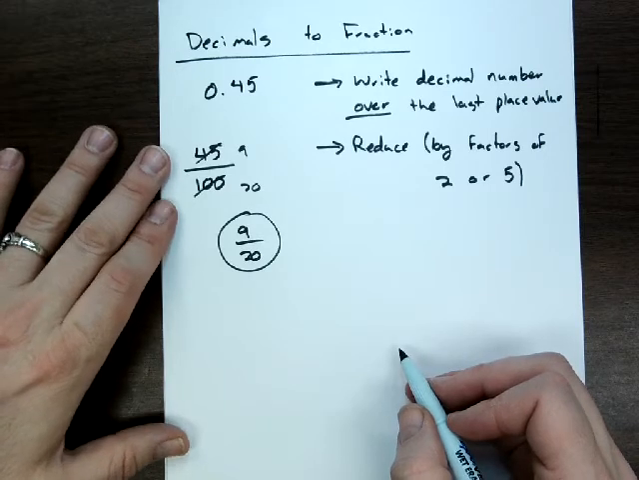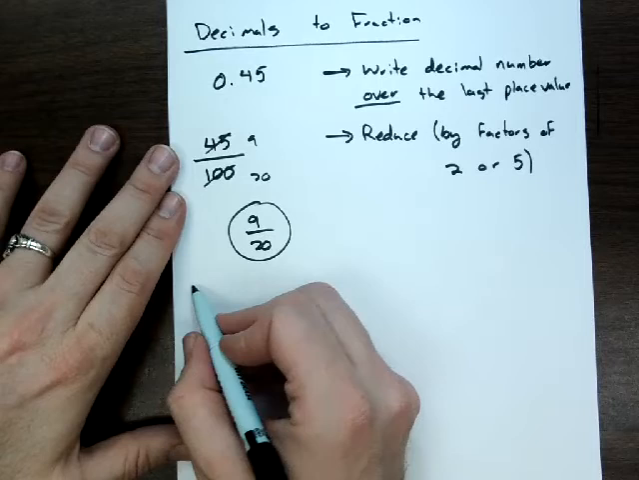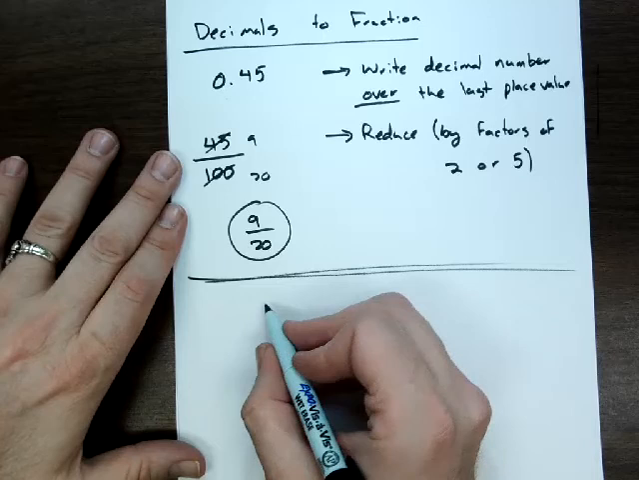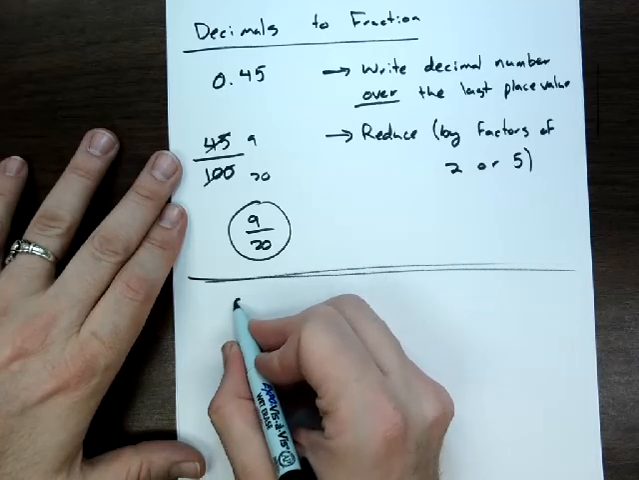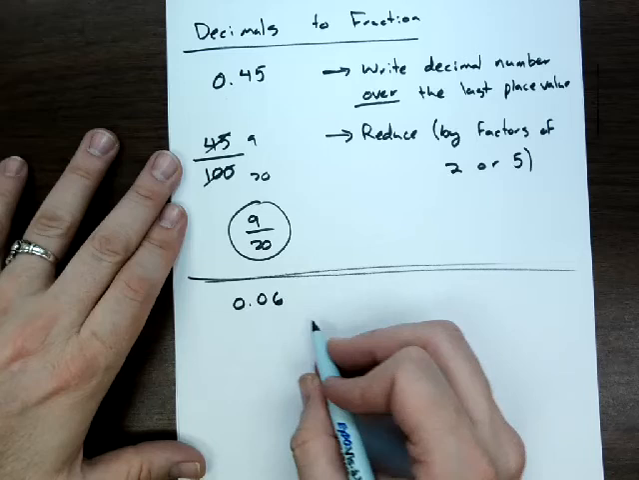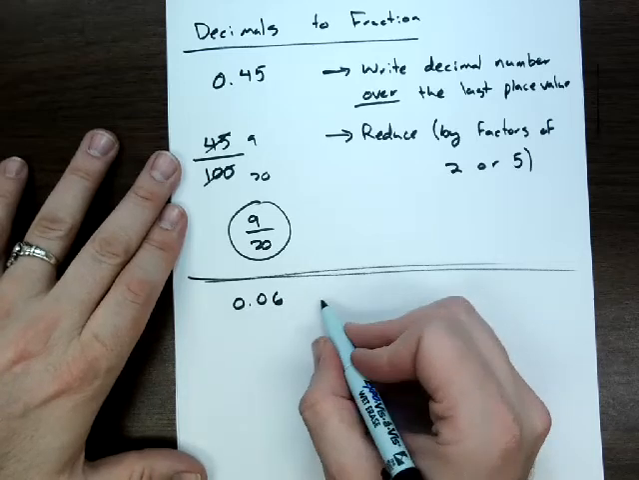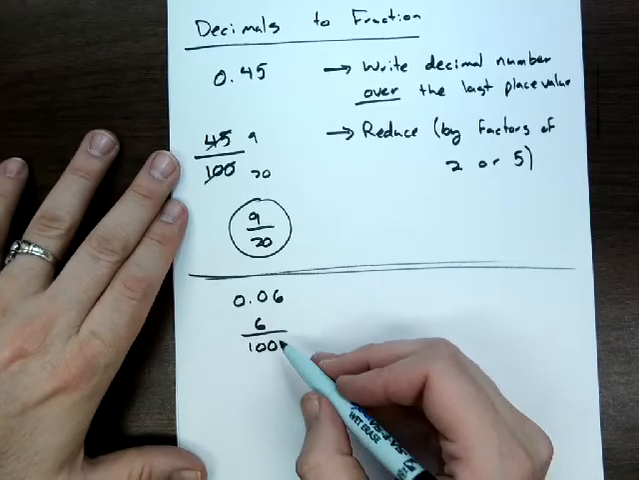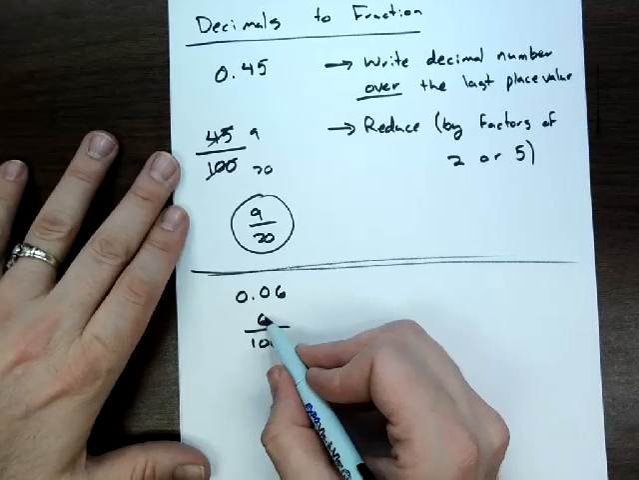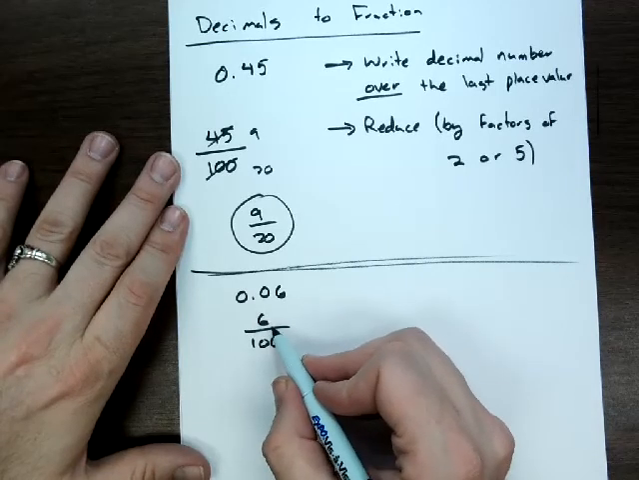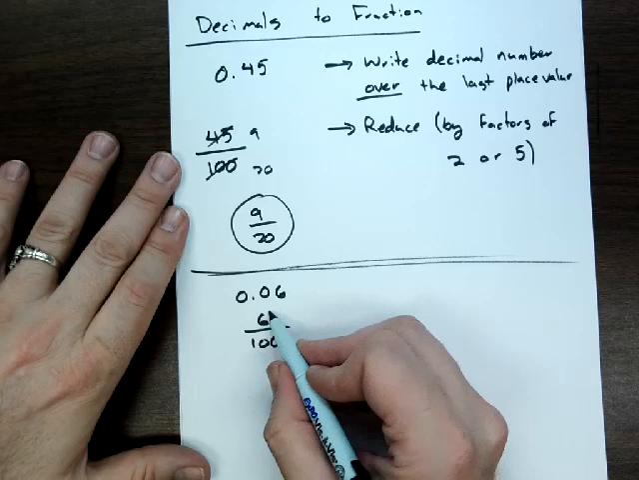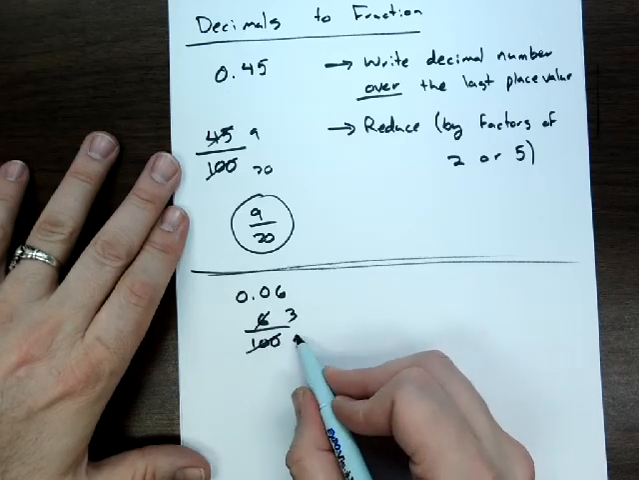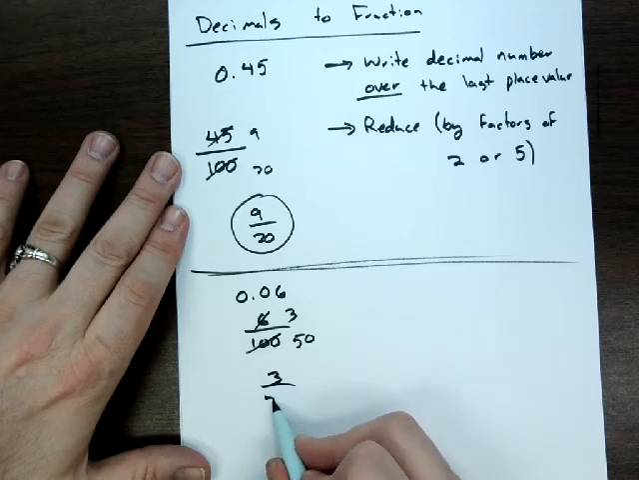Let's do that again. And say we've got something like, I don't know, how about 0.06? Well, in this case, we've got 6/100ths. And this time I can reduce by a factor of 2. I'm dividing top and bottom by 2, so this is going to turn into a 3. And 100 divided by 2 is going to be 50. So this is going to be 3/50ths.